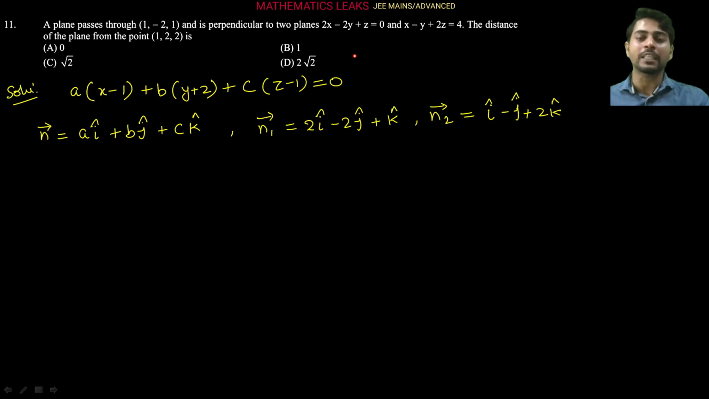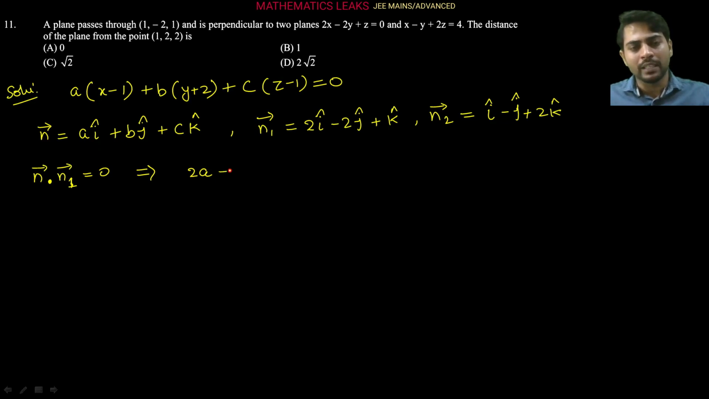Now since this plane is perpendicular to this plane and also to this plane, their normals will also be perpendicular. So the normal of this plane, the vector n, dot product with the normal of this plane must be equal to 0, since they are perpendicular. So n dot n1 is equal to 0. From here we get a into 2, that is 2a, b into minus 2, that is minus 2b, c into 1, that is c, must be equal to 0. Let's suppose that is our equation number 1.